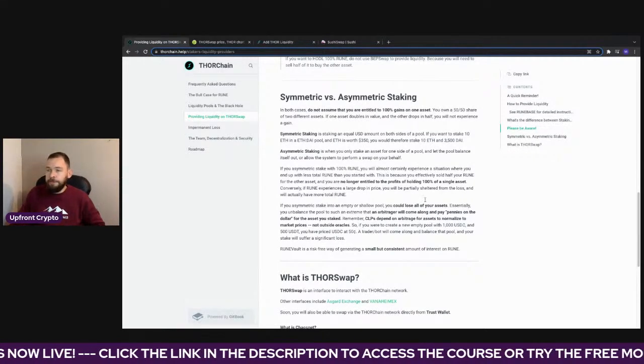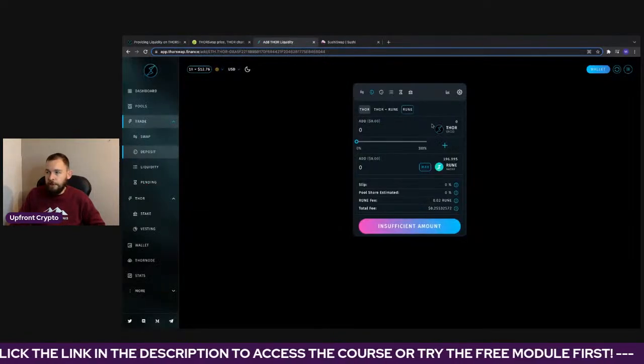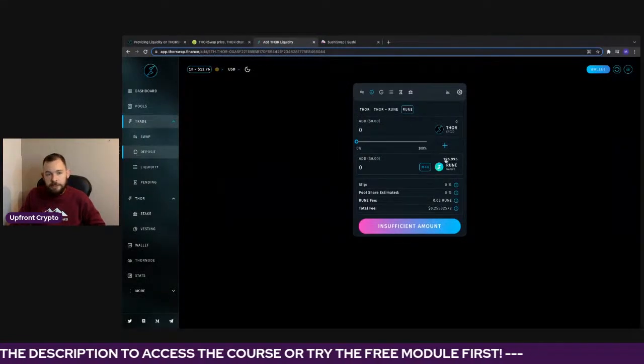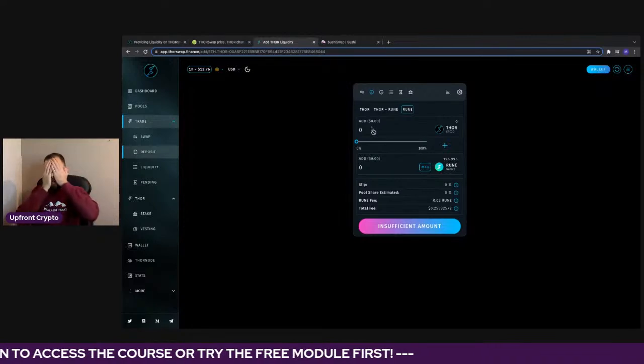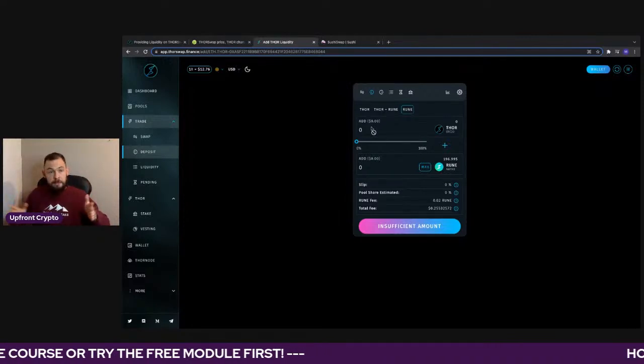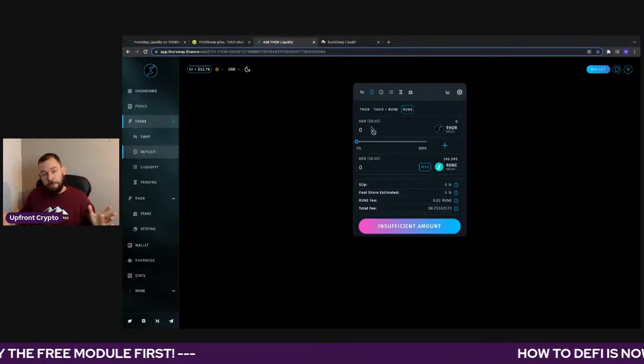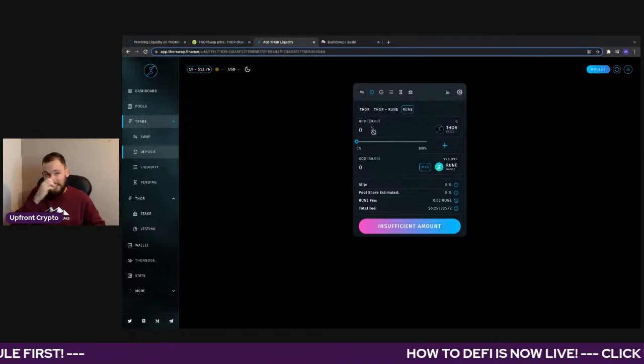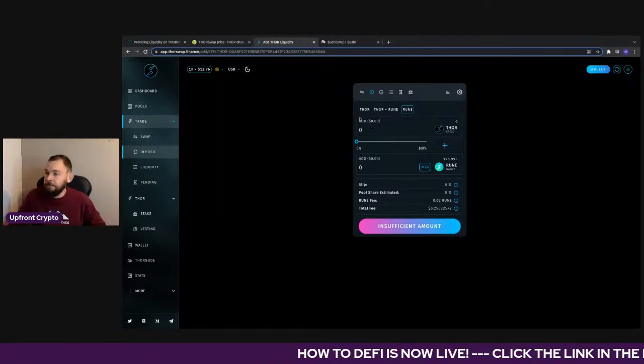So I've lost money by just doing only RUNE into this pool. If I left it longer, I may have made money. You don't know. I was just putting it in for a week to see what happens, and it's obviously happened negatively.